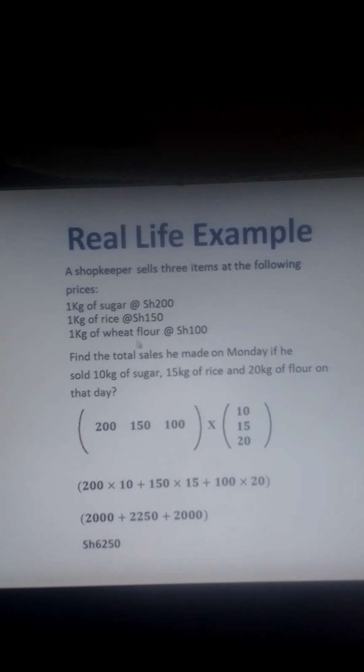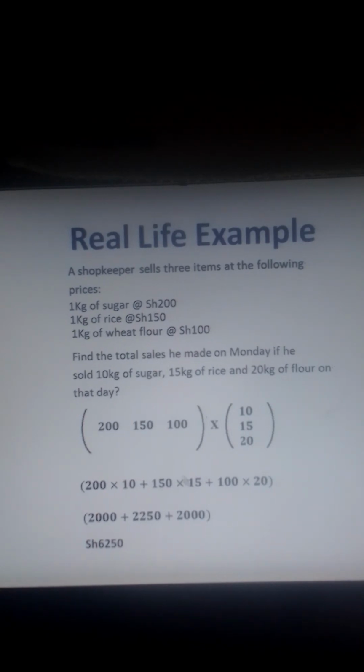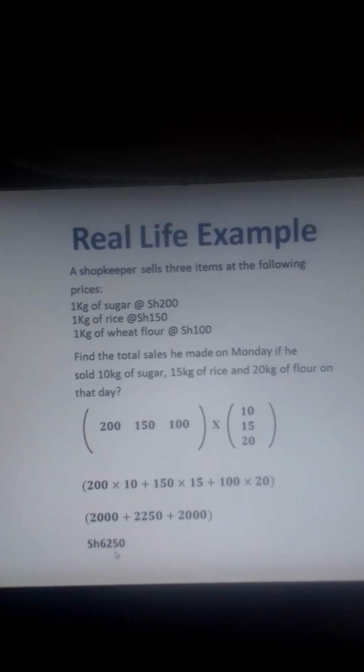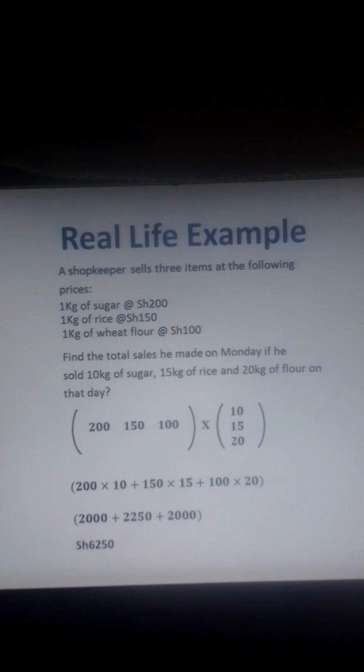So we can arrange our information in matrix form, an array of numbers. These are the prices of sugar, rice, and wheat flour, and these are the quantities he sold of sugar, rice, and wheat flour. So what we do, we multiply this row by this column. 200 times 10, we get 2000. 150 times 15, we write it there. 100 times 20, we write it there. Then we add, we get 6,250 shillings. That is the amount of sales he made on that particular day. So you can see how you can apply matrix multiplication in real life examples.